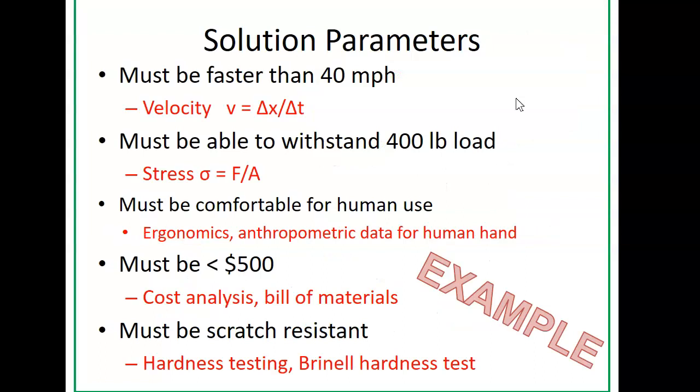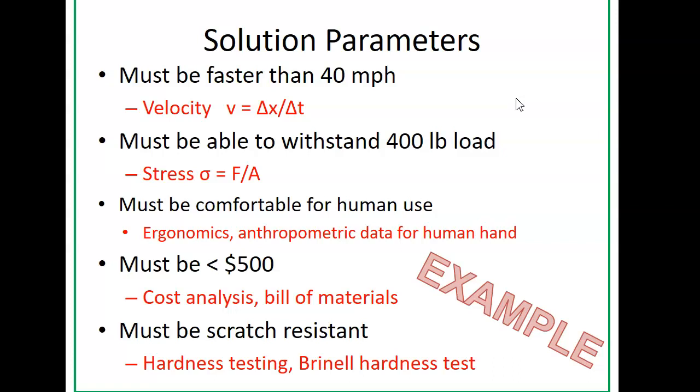This is just a real short form. I want yours to be much more organized than this. So if you have some parameters like this, it has to go faster than 40 miles an hour. Then you've got your velocity formula. It has to be able to stop a 400-pound load. Now you're looking at stress, which is force divided by area, and it has to be comfortable for human use. So now you're looking at anthropometric data to understand if it's the right size for a typical person or your target audience. If it's to be used by children or women or men, those numbers may all be different.